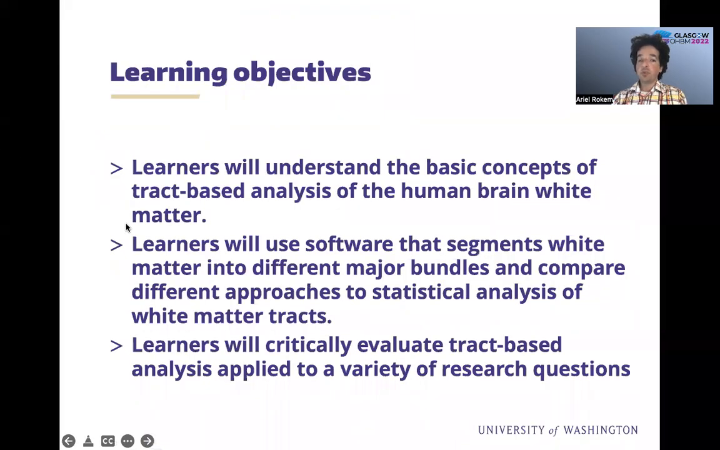The objectives of this course are for you to learn and understand the basic concepts of tract-based analysis of the human brain white matter. During the course, we'll introduce you to a variety of software that segments white matter into different major bundles, and you'll be able to compare different approaches to statistical analysis of white matter tracts. Our goal is also for you to be able to critically evaluate tract-based analysis applied to a variety of research questions, and to be able to say what you can measure and what cannot be measured with this approach.